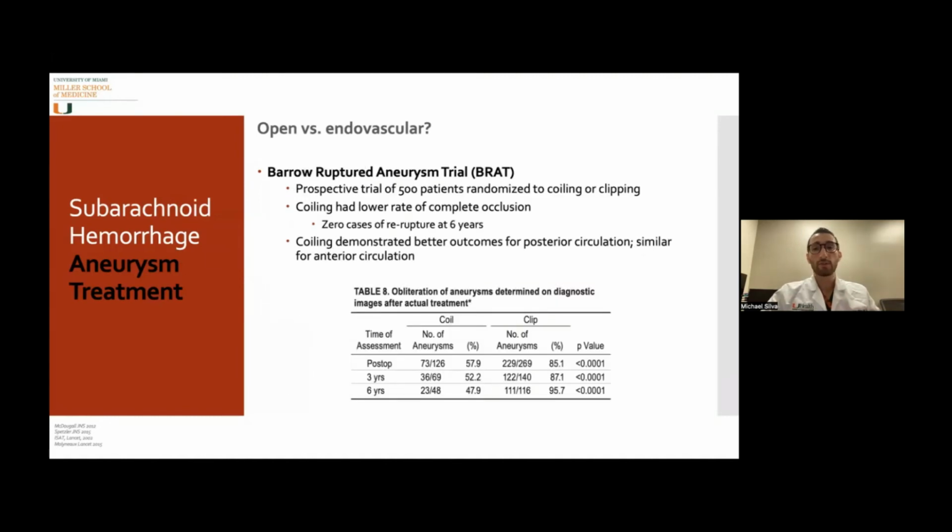The BRAT ruptured aneurysm trial is another similar study that tried to compare clipping to coiling. It was a prospective trial, 500 patients randomized to coiling or clipping. They found that coiling had a lower rate of complete occlusion angiographically, but even with that, there were no cases of re-rupture at 6 years. They found that coiling demonstrated a better outcome for posterior circulation aneurysms, but for the anterior circulation, outcomes were similar. And here's their data there. So a little bit more of a nuanced analysis and interpretation of their results.